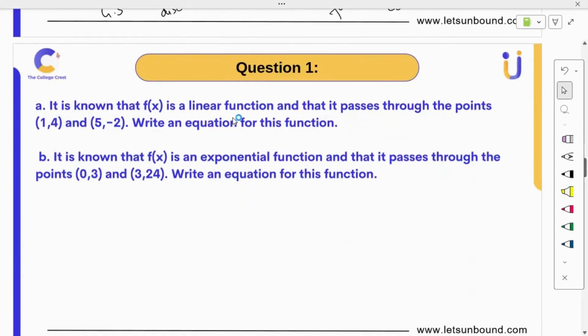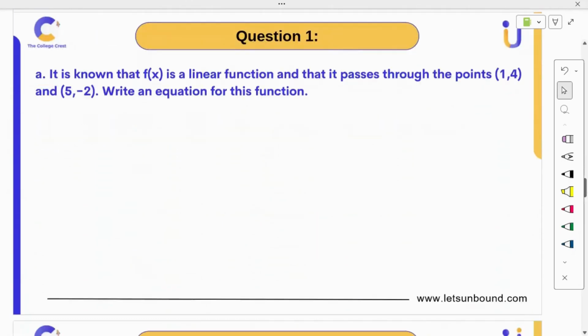It is known that f of x is linear and it passes through the points. Write an equation for the function. Next, it is known that f of x is an exponential function and it passes through 2 points. Write an equation for the function. Right? So let's start. Let's solve one by one.